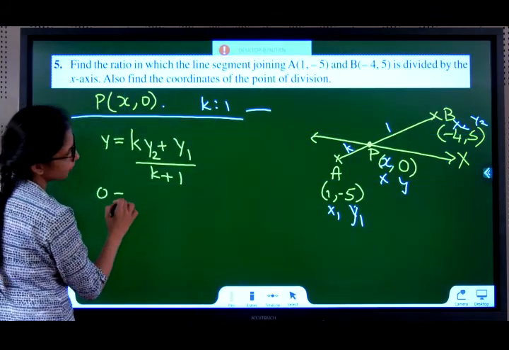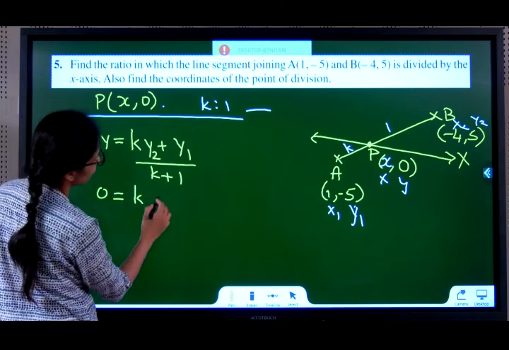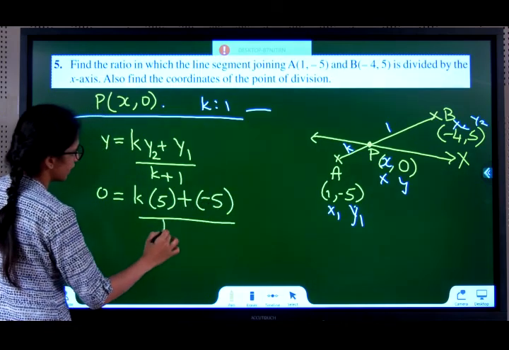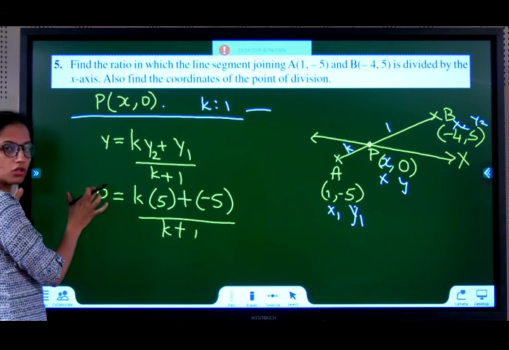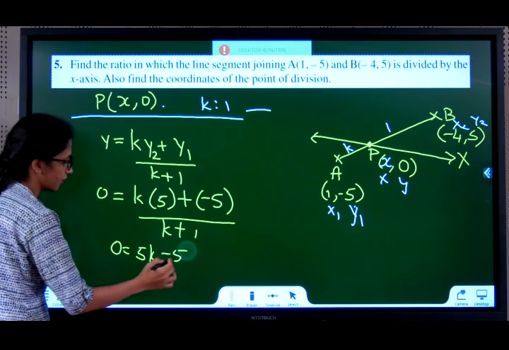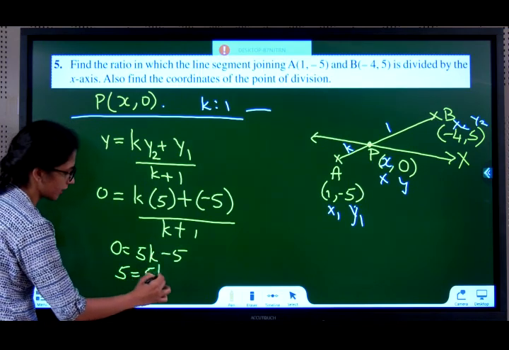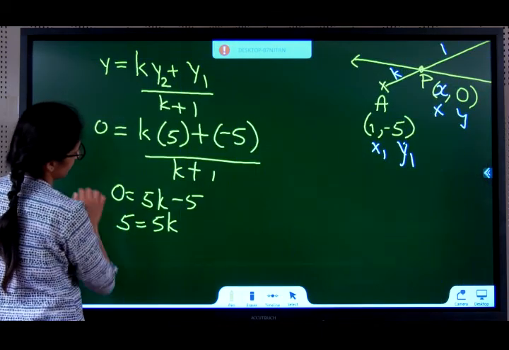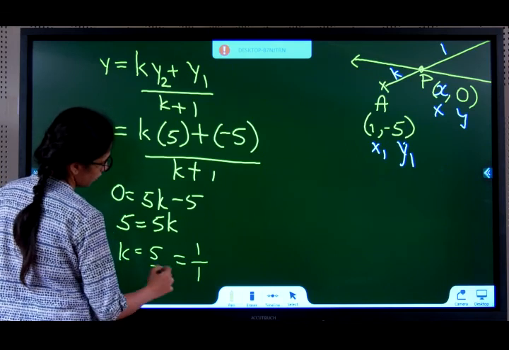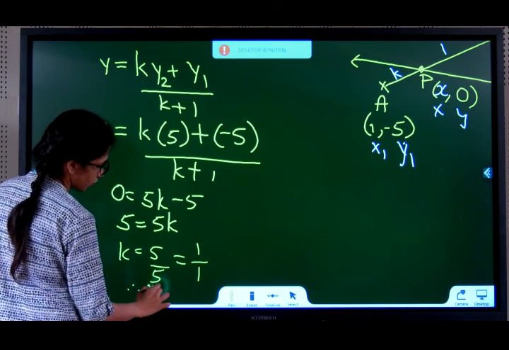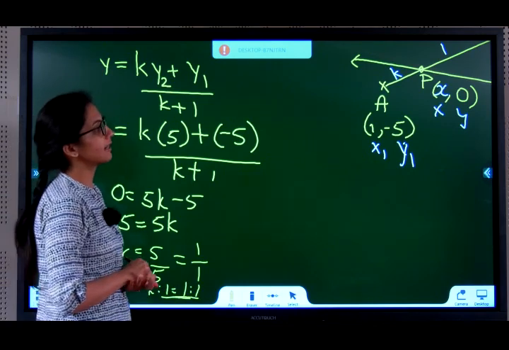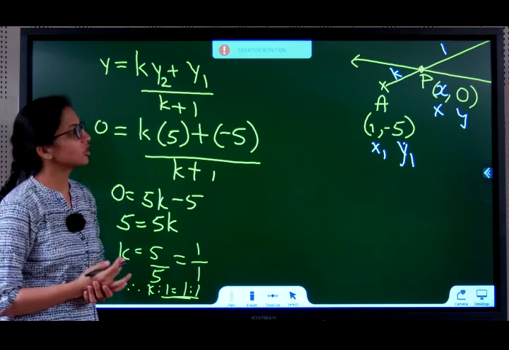y is equal to 0, k y2, y2 is 5, plus y1, minus 5, divided by k plus 1. If k plus 1 goes aside, k plus 1 into 0 is 0. So 0 is equal to 5k minus 5. Minus 5 comes aside, 5 is equal to 5k, and finally we get k is equal to 5 by 5, which is 1 by 1, or the ratio k is to 1 is 1 is to 1, and hence you get that P divides the line in the ratio of 1 is to 1. Is the question over? No.